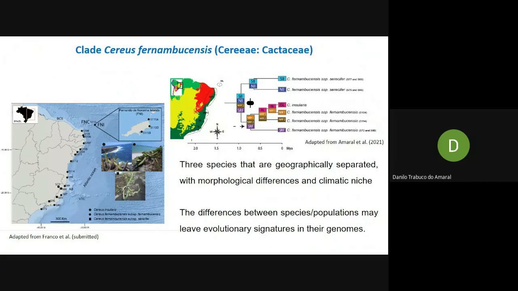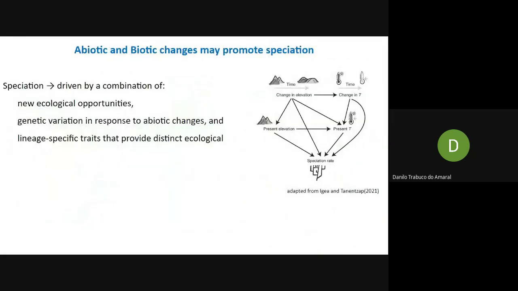And these three species, besides displaying distinct geographic separation, as you can see here, also display morphological differences and climatic niche changes, so it should be interesting to study the genomes among the populations to try to observe some possible signature of evolution in their genomes. Based on that, we try to observe if abiotic and biotic changes may promote speciation.